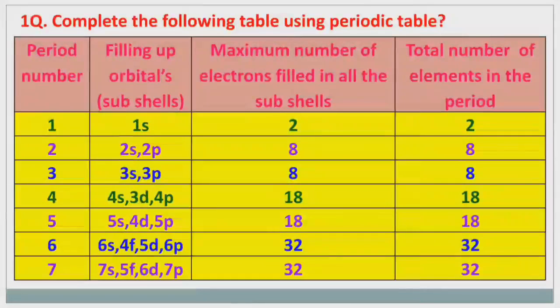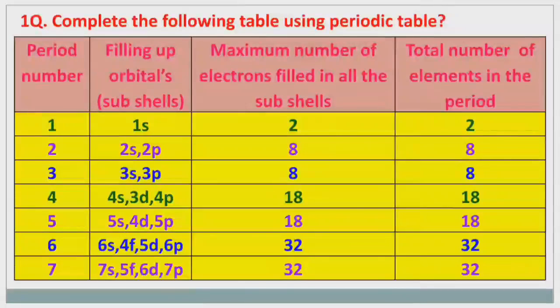In the fifth period 5s, 4d and 5p orbitals are filled up. 2 electrons in 5s, 10 electrons in 4d and 6 electrons in 5p. Total maximum number of electrons is 18. That's why 18 elements are there in the fifth period.